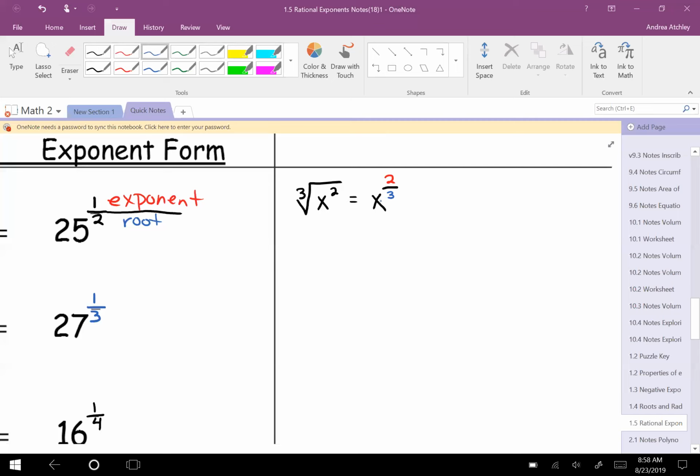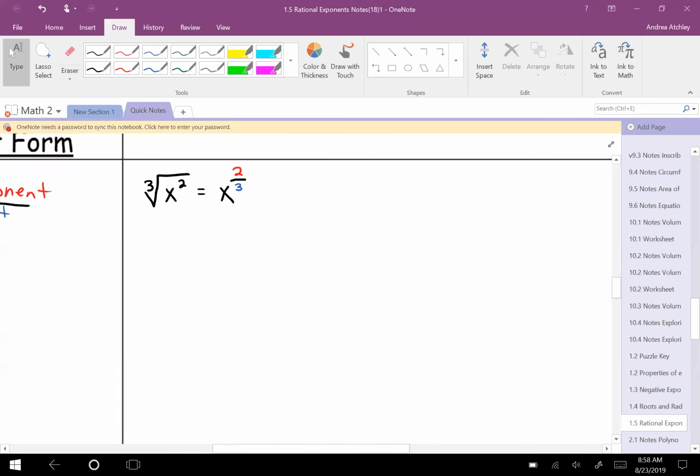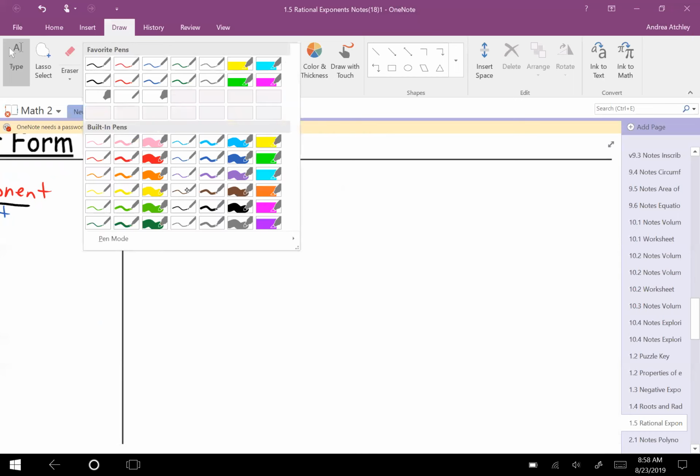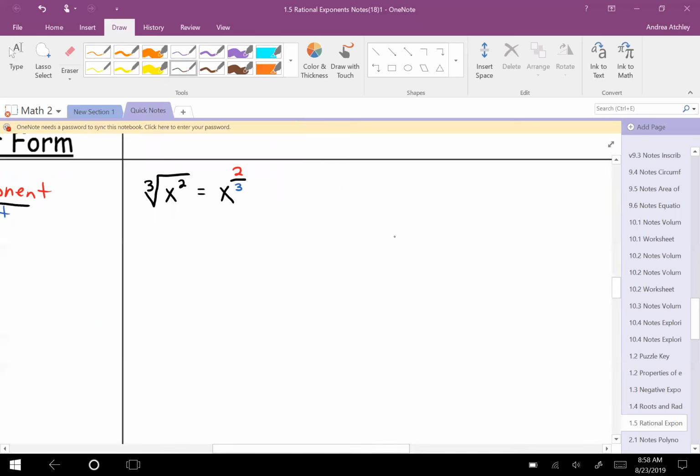Okay, so to help us remember how to convert between radical form and exponential form, we're gonna draw a picture and bring in some cross-curricular activity here. We're gonna do some art right now. So we're all gonna draw a tree. I don't care what kind of tree you draw, just draw a tree right here.